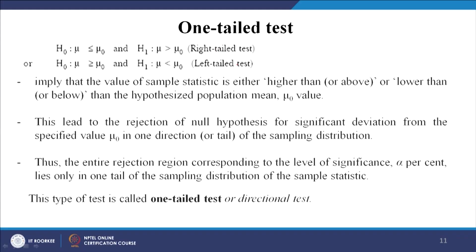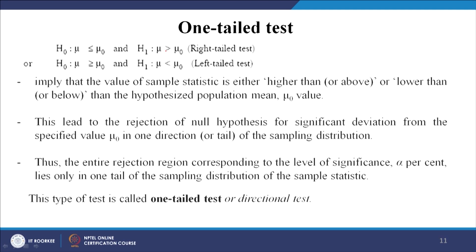Now, coming to the one-tailed test. As I said earlier also, there can be a right tail test and a left tail test. Let us say for a null hypothesis, mu is less than or equal to mu 0. The equal to case is always attached with the null, if you can observe it, and the alternate is mu is greater than mu 0, that means the population mean is greater than the hypothesized mean. Similarly, in the other case for a left tail test, the null is mu is greater than or equal to mu 0 and the alternate is mu is less than mu 0.